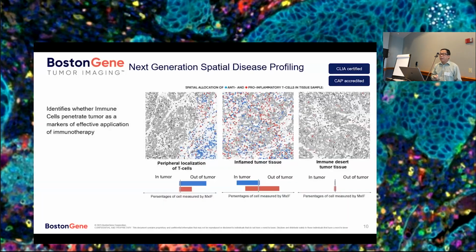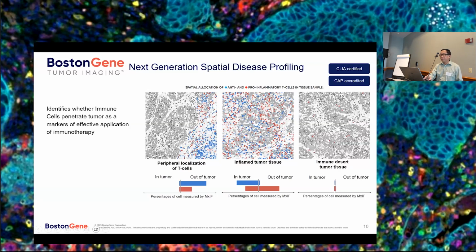So for the next slides, I'll just use one example to show that we can use immune cell penetration into the tumor as an index. So here are just three examples. In the first one, we can see all the tumor cells, and T cells are actually outside of the tumor tissue. Blue is anti-inflammatory, red is pro-inflammatory.